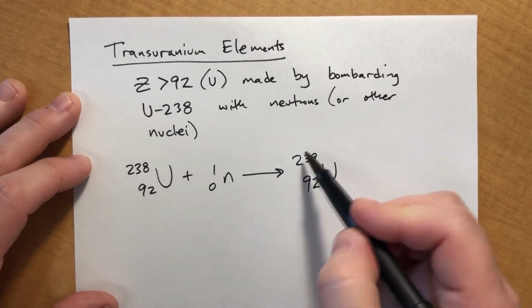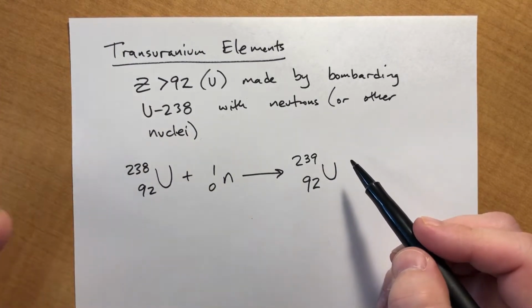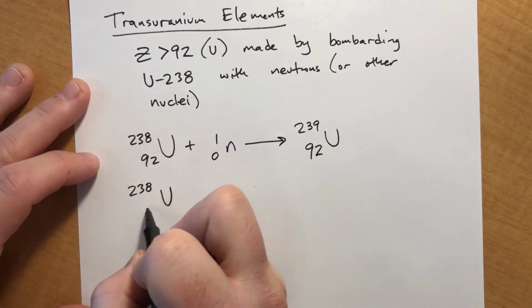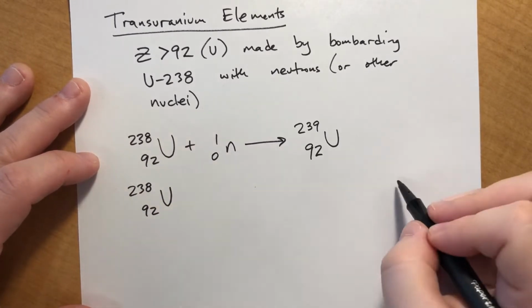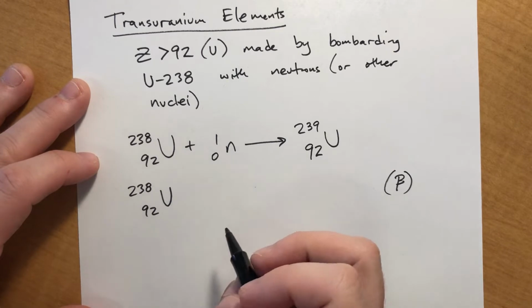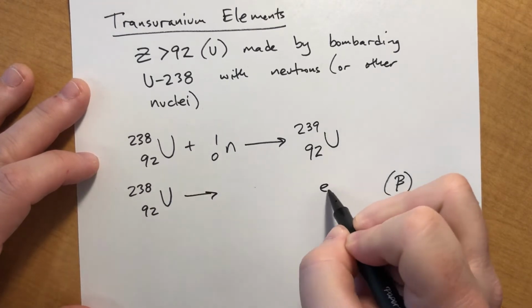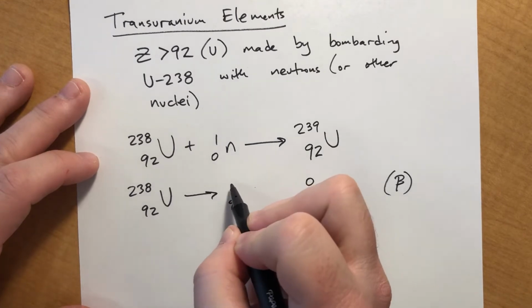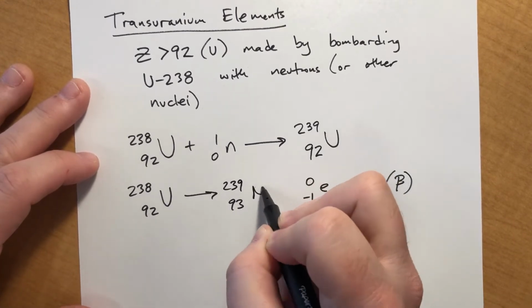Turns out that this thing is fairly unstable and it'll happily undergo a beta particle emission. So I'm gonna write a beta over here. And the beta particle is that, which means this will be a 93. This is Neptunium.